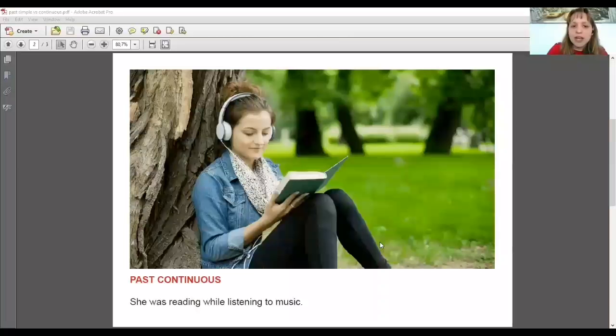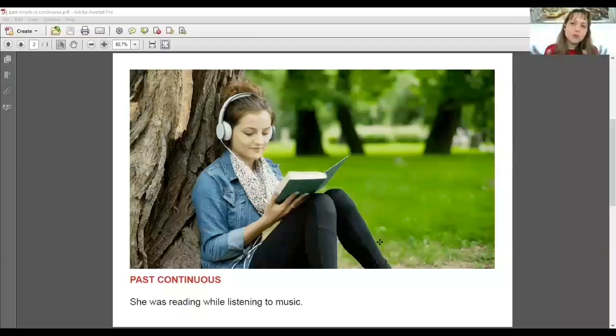Then we will also have a look at how the past continuous works. In this case, two actions happen at the same time in the past. They are progressive and they coincide in time. So in this case, what was she doing yesterday? Well, she was reading while listening to music. So the two actions happen at the same time and they take a while. This person was reading and was listening to music for a while. The word while will help us understand that we are talking about the past continuous.